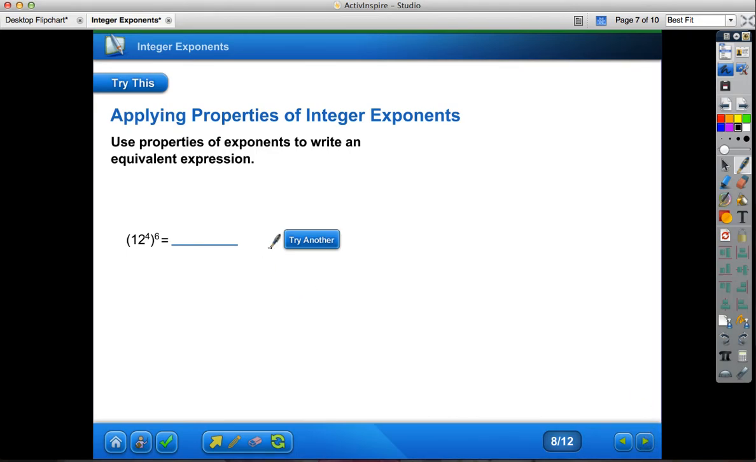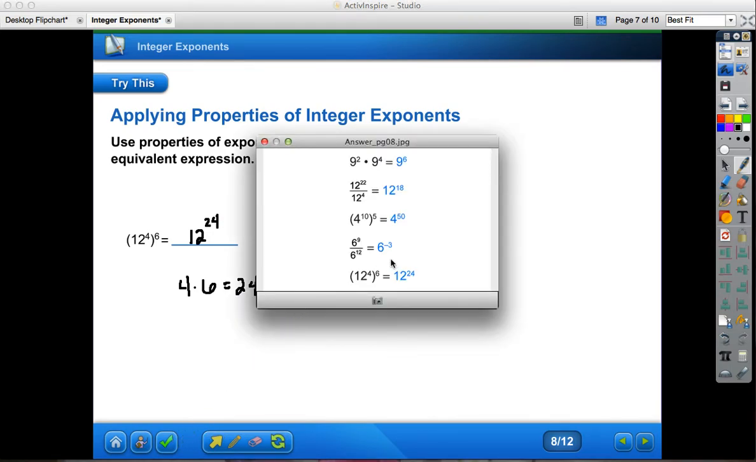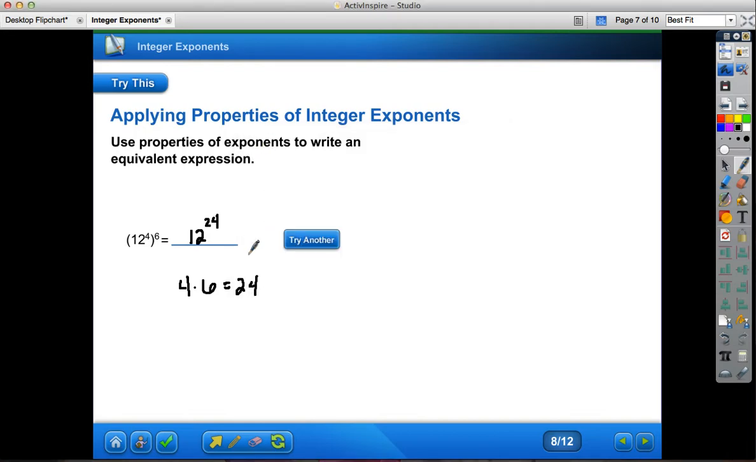Right, so we're going to try 3 of these. You have 8 of them in your notes, and we're going to go ahead and just do 3 of them. So 12 to the 4th power to the 6th power. What do you get when you do this? I want you to try it and then check your answer. 12 to the 4th power to the 6th power. I know that when I have two exponents, I can multiply my exponents, so I can take 4 times 6, that gives me 24. So I know I will end up with 12 to the 24th power. You can check. That's correct, 12 to the 24th power.